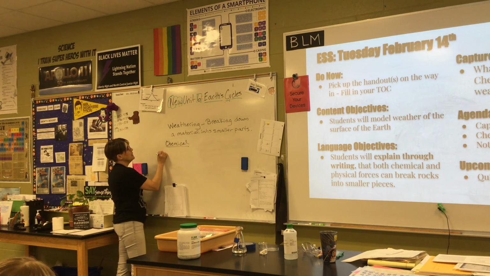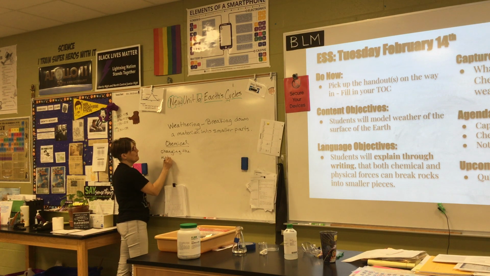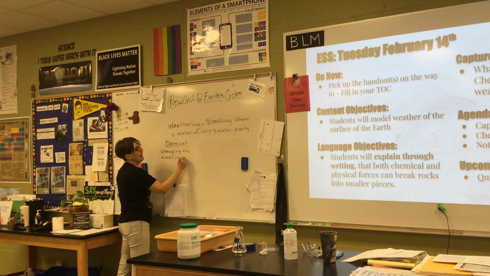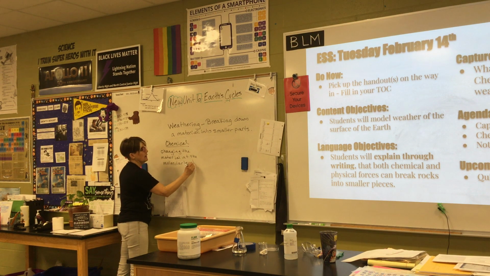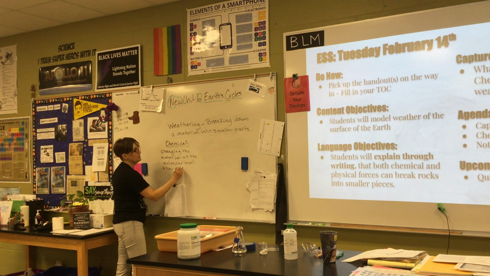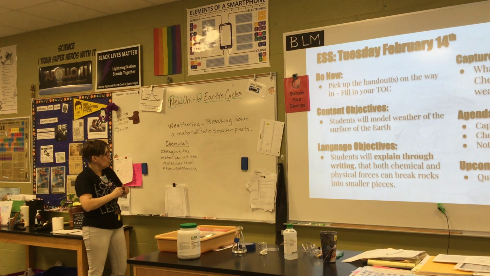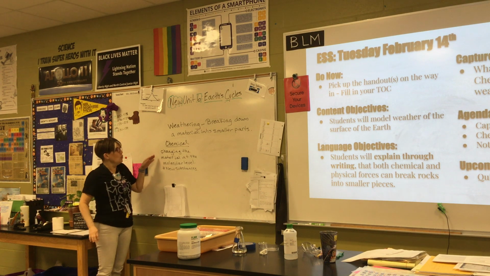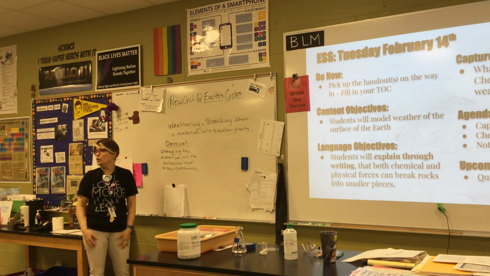So chemical weathering is changing the material at the molecular level. Okay, and so you have made new substances. The reason I say substance with an S is because in order to chemically change something, you have to add something new to your material.